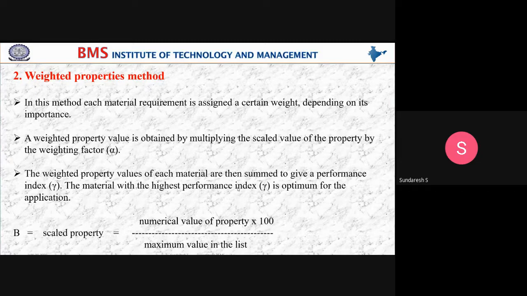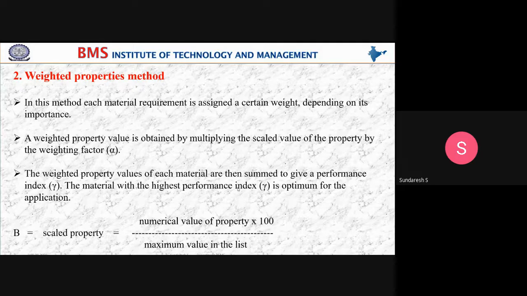And a weighted property value is obtained by multiplying the scaled value of the property by a weighting factor. Means, when the scaled value of the property is multiplied by the weighting factor alpha, you get a weighted property, right? The weighted property values of each material are then summed to give a performance index. The material with the highest performance index is optimum for the application.